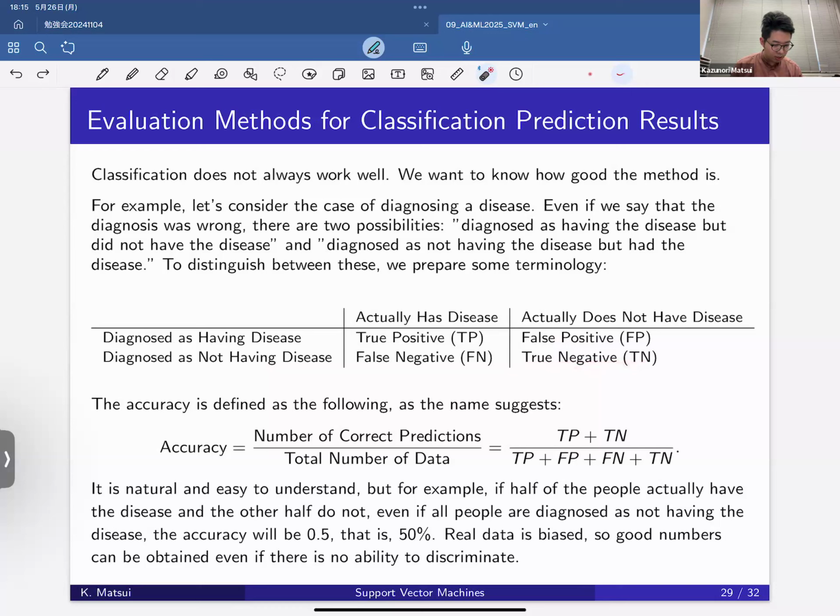When we diagnose someone as not having a disease, but the person actually has the disease, we call it a false negative. I think the metric you often use is accuracy. For accuracy, let's call the number of true positives TP, the number of false positives FP.